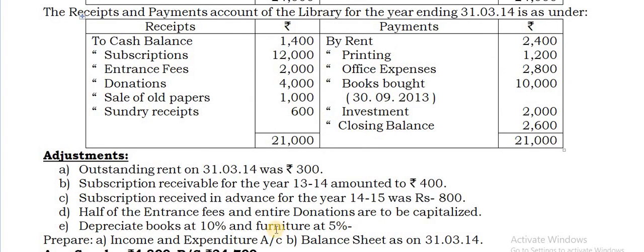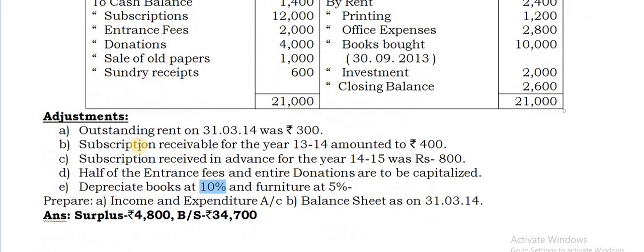There are two: depreciation on furniture separately 5%, but on books it is 10%. Hope you can do this. Well, rest we shall see in the next class. Thank you.